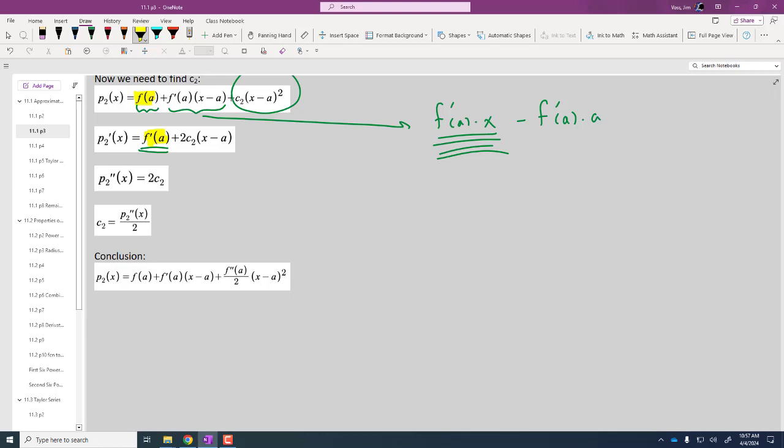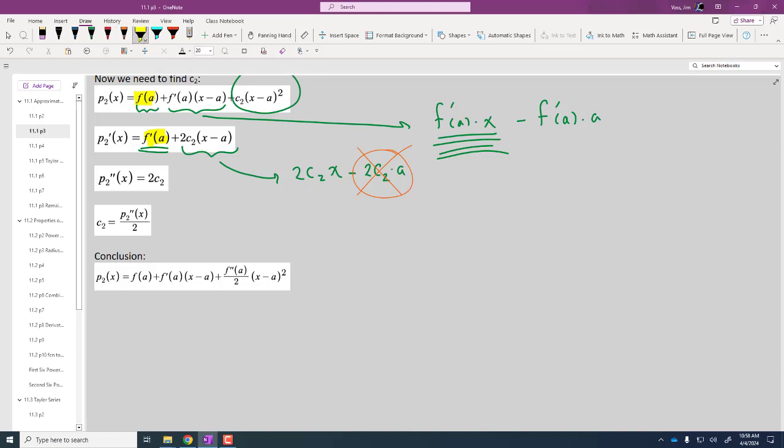Now let's take the derivative again. Derivative of the left is just p double prime. Oh, f prime of a is a constant, so its derivative is 0. And then how about the derivative of this piece right here? Constant times 2c sub 2, right? Because if we were to expand this, this is 2c sub 2 x minus 2c sub 2 times a. That part right there is a constant, so its derivative is 0. So we end up with just 2c sub 2.